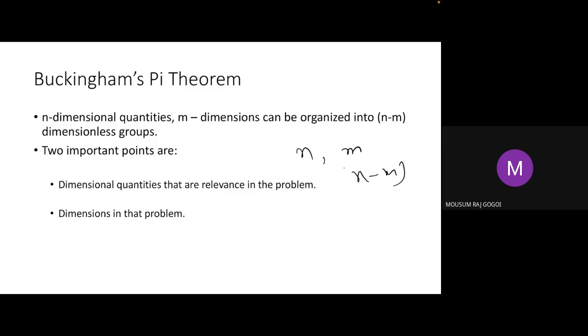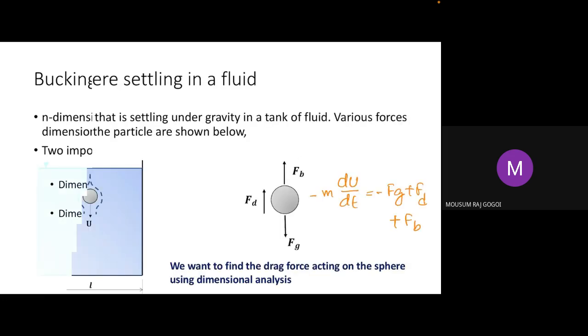So the two important points for utilizing this Buckingham Pi theorem are, first, the dimensional quantities we are taking should be relevant to the problem. We may have more dimensional quantities in a problem, but in the problem limit or physically, not all of them may be relevant. So you need to know the dimensional quantities that are relevant in the problem and the total number of dimensions that are used in the problem.